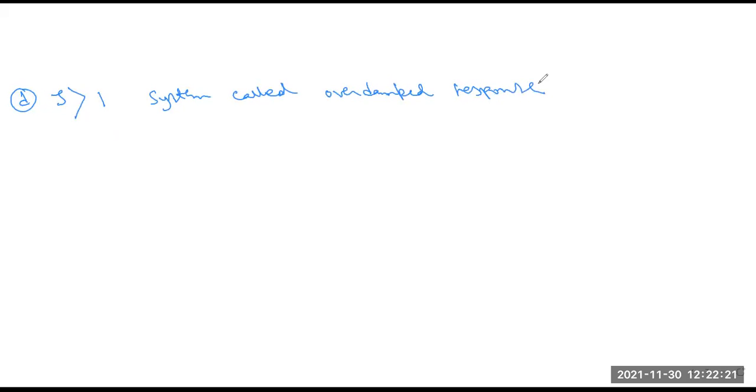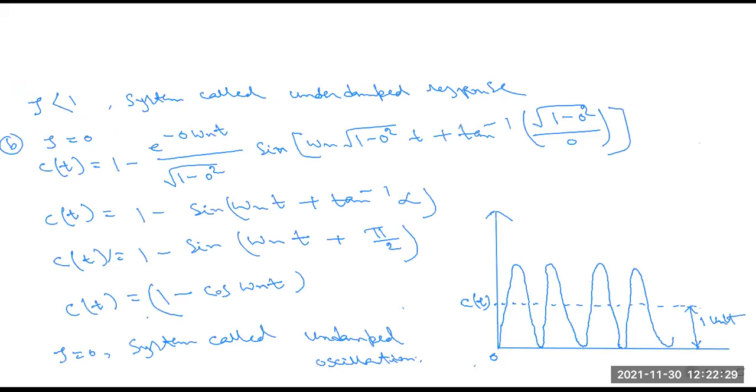First, zeta less than 1, the system is called underdamped. And when zeta is equal to 0, the system is called undamped oscillations.